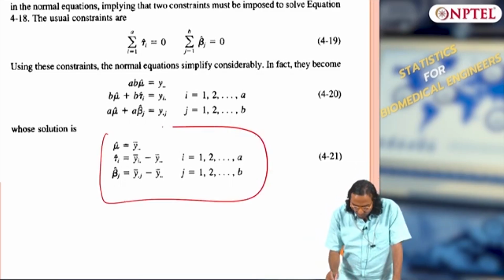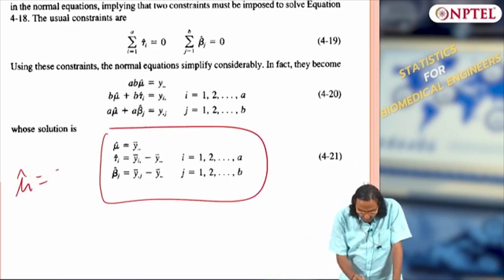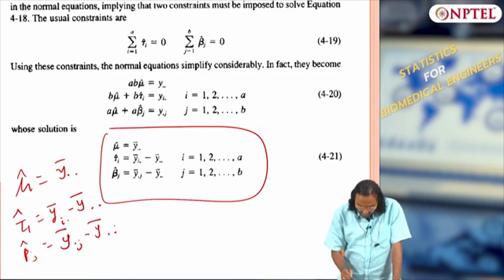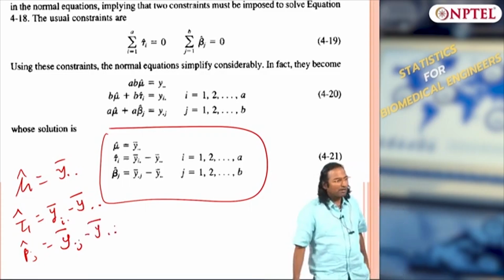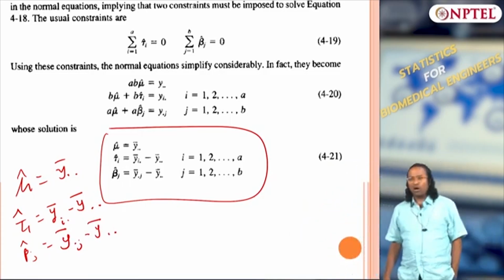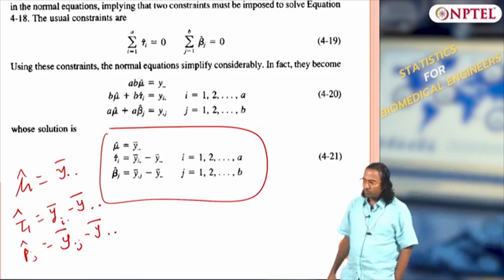So this is what you will be obtaining. The mu hat solution is nothing but y bar dot dot, the estimate. Tau i hat, the estimate, is y bar i dot minus y bar dot dot, and beta j hat should be equal to y bar dot j minus y bar dot dot. These are your estimates of blocks, treatments and mu.